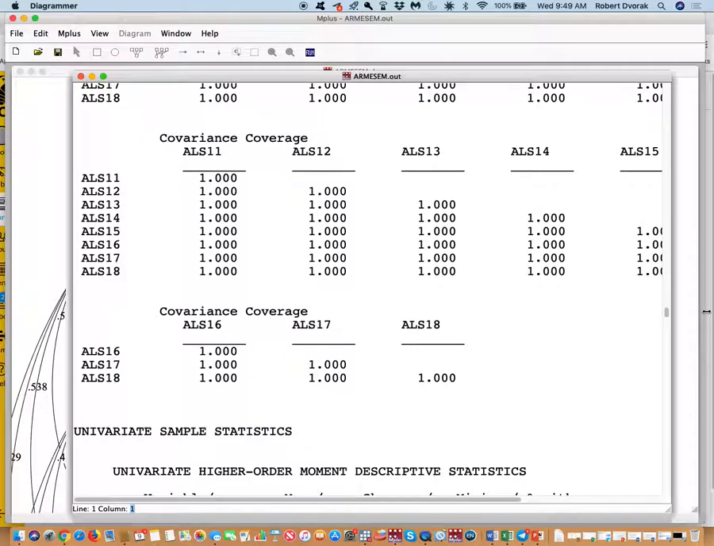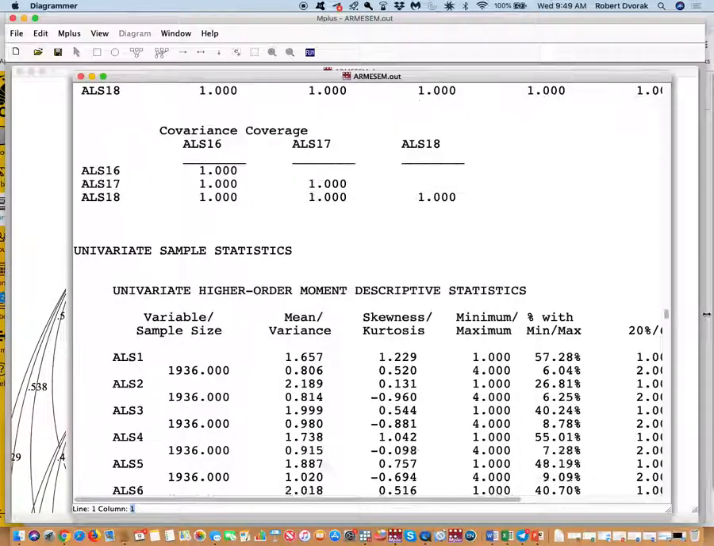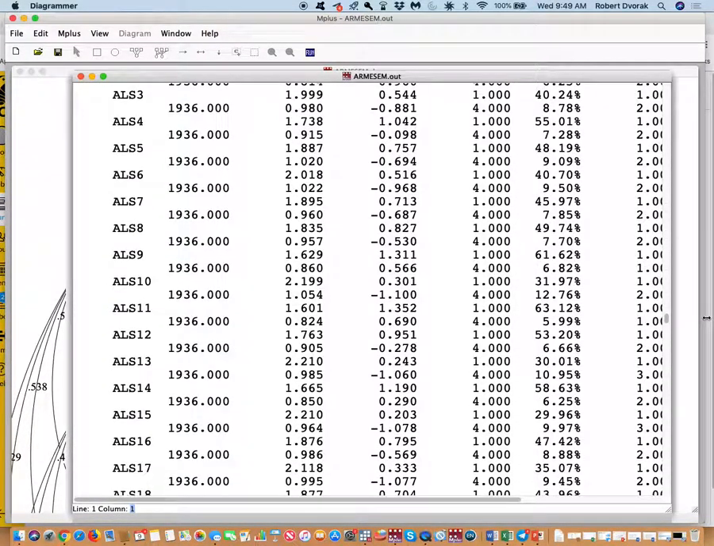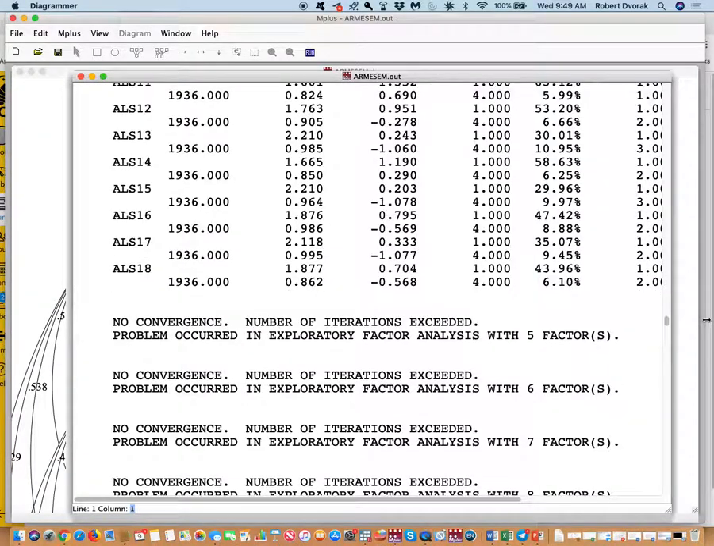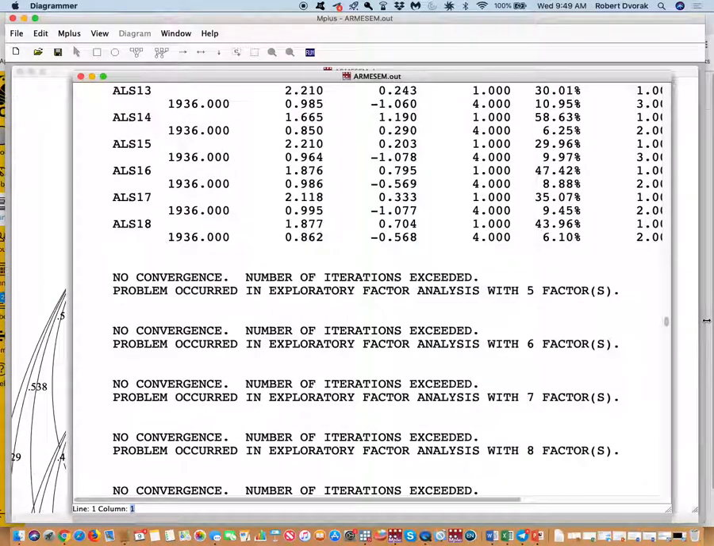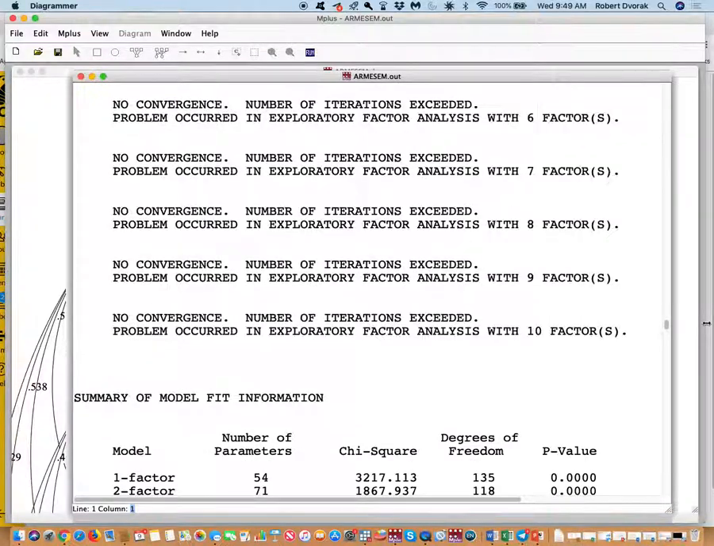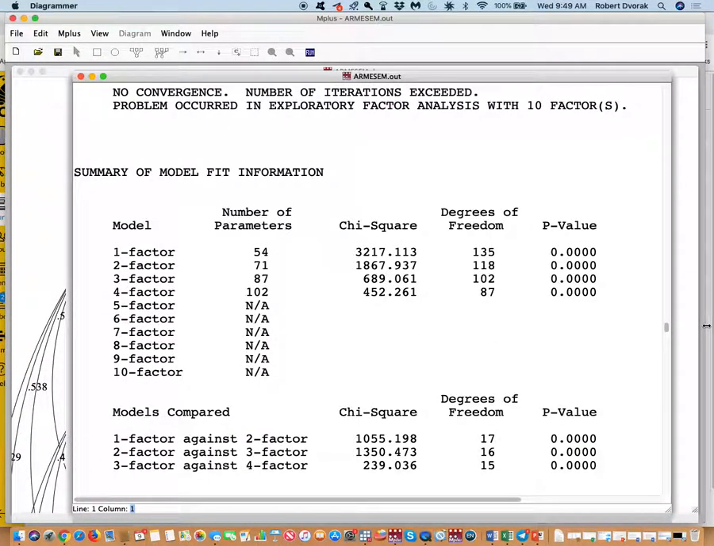Okay, so as we scroll through here, I just want to show you guys this, and then we're going to take a break. So no convergence for 5 factors, 6 factors, 7 factors, 8 factors, 9 factors, 10 factors, because we're starting to cross a threshold on the number of parameters. Right here, we've reached for a 4-factor model 102 parameters. The 5-factor model is probably just getting too close to that.